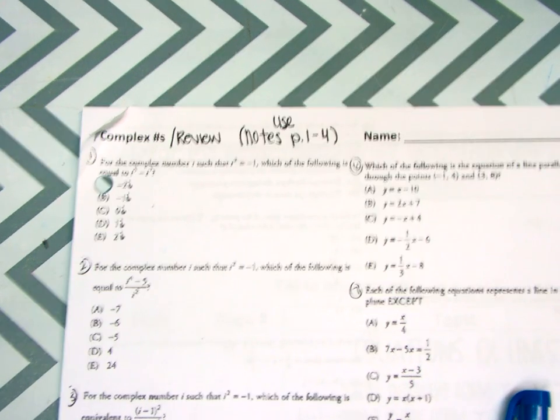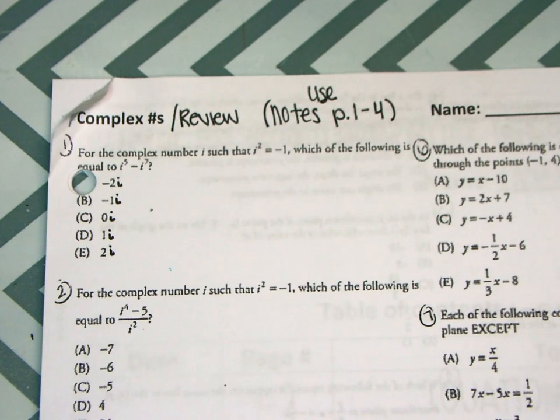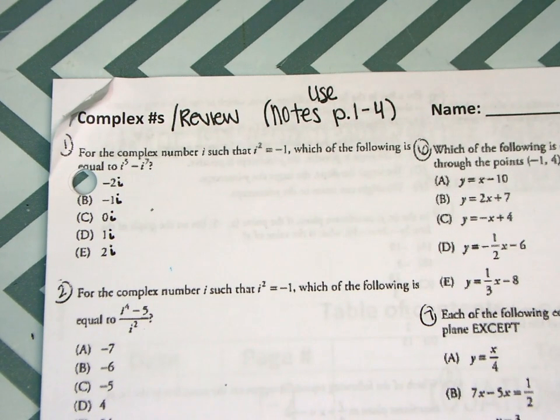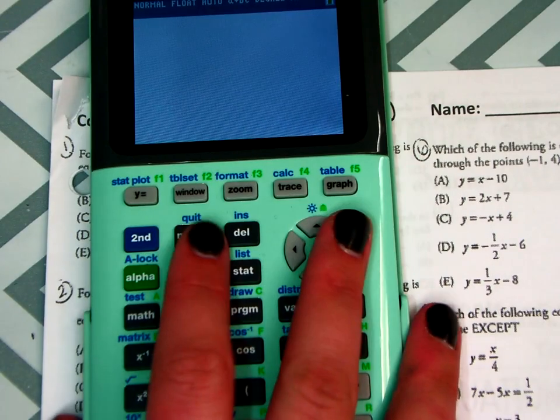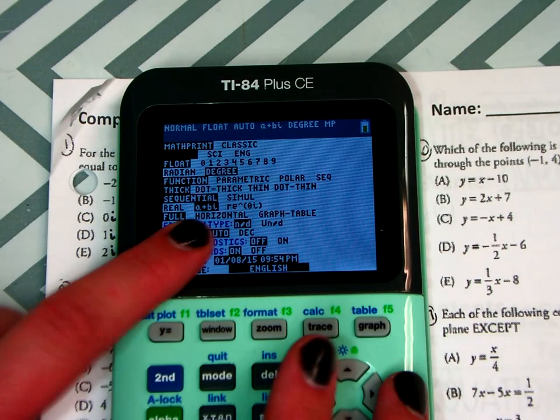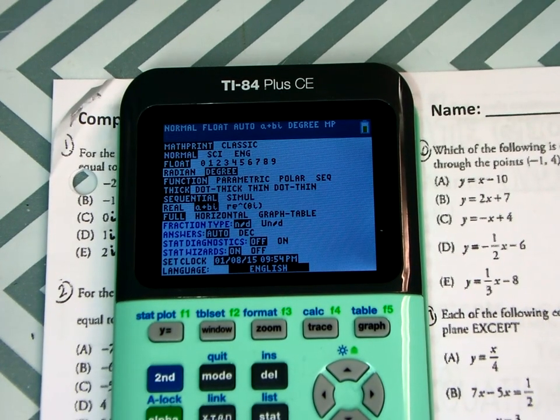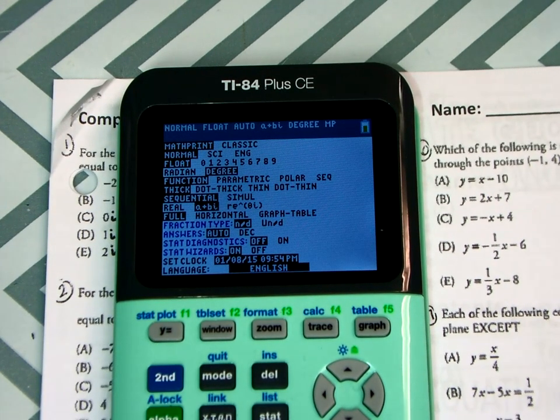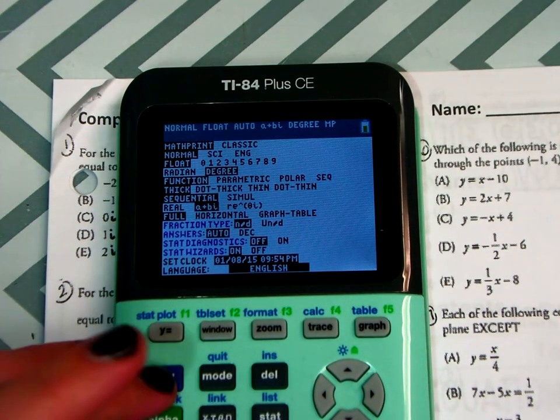All right, in this practice, we're going to go ahead and do complex numbers and review. So it says i squared equals -1. Which of the following is equal to i to the 5th minus i to the 7th? I would recommend just doing it in your calculator. Remember, checking the mode. When you press mode, it needs to be in the complex number form. If it is, that means that you are free to do complex numbers involving i.